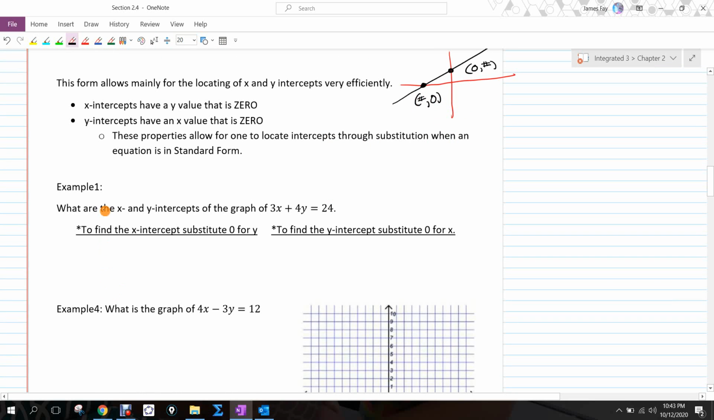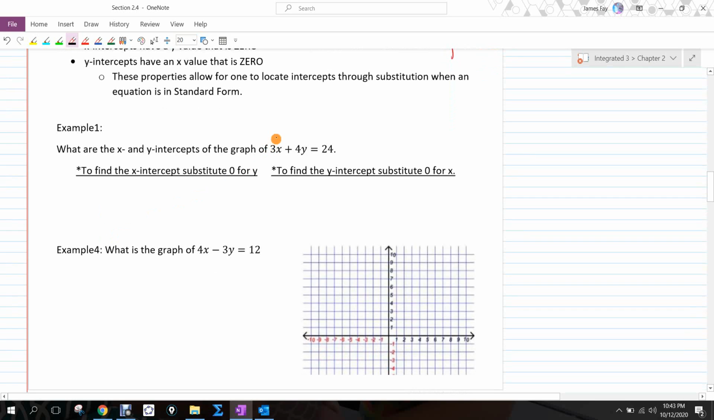So just an example down here, example 1. What are the x and y-intercepts of the graph of 3x plus 4y equals 24? All right, so if I want to find the x-intercept, 3x plus 4y equals 24. Remember the x-intercept is when the y value is 0. So all we're going to do is substitute that y value of 0 into the equation. And when I do that, I get 4 times 0, which is just 0. So that really goes away. And I'm left with just 3x equals 24. That's really easy to solve for x. And I get x to be 8.